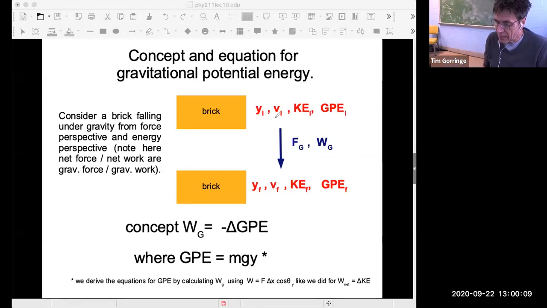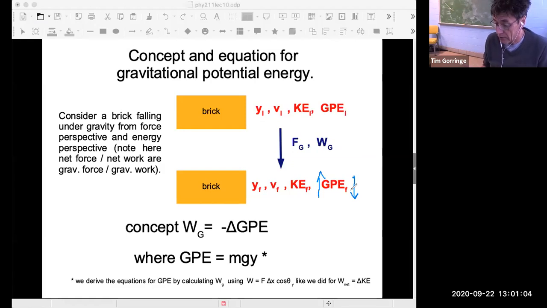Okay, so the key thing then is the idea that the falling brick is acquiring kinetic energy. So the kinetic energy that I've pictured here is increasing as it falls. And the question is, where does that kinetic energy come from? And the answer is it comes from the stored gravitational potential energy, that's correspondingly decreasing. So in the energy perspective of the falling brick, it's acquiring kinetic energy because it's giving up, losing gravitational potential energy.